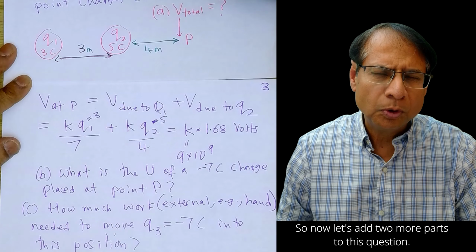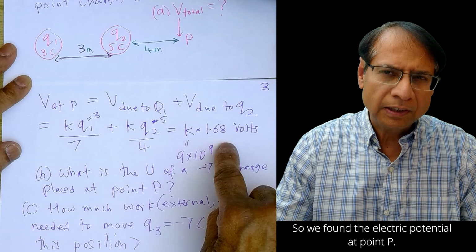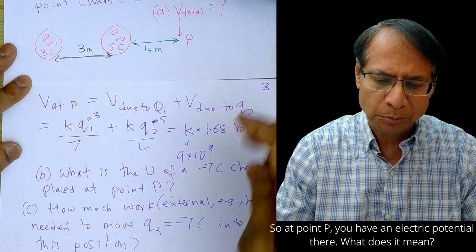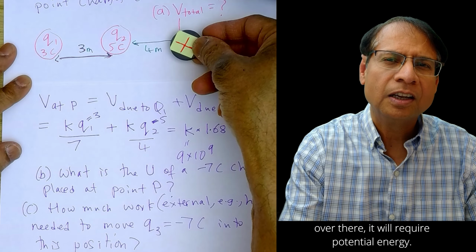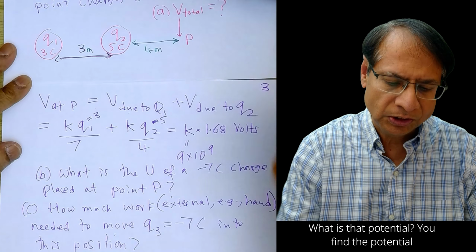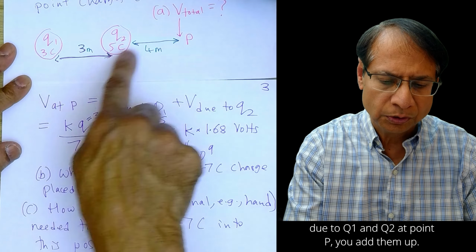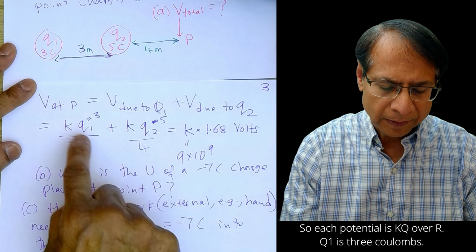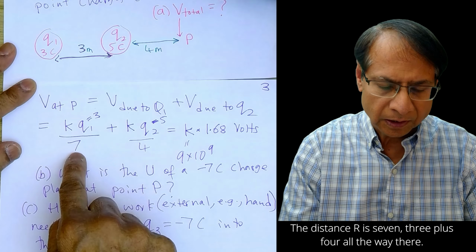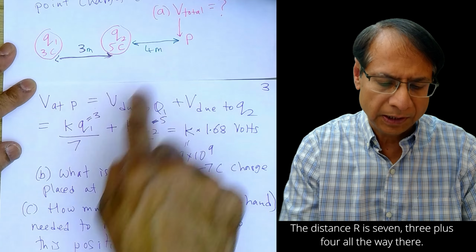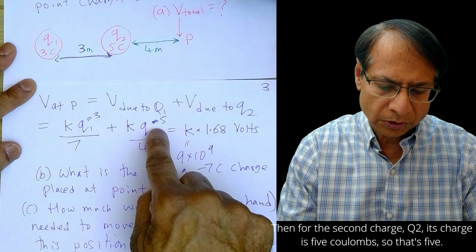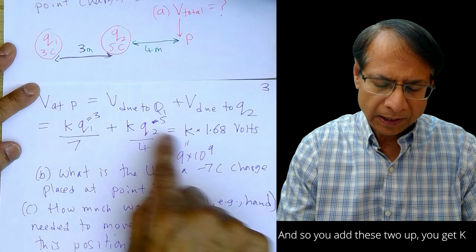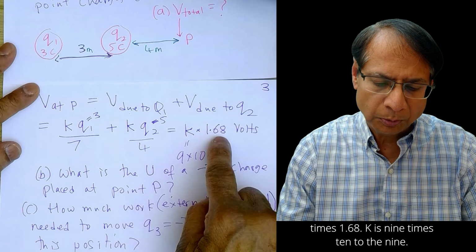So now let's add 2 more parts to this question. So we found the electric potential at point P. What does it mean? If you were to bring a charge and put it over there, it'll acquire potential energy. What is that potential? You find the potential due to Q1 and Q2 at point P, you add them up. So each potential is KQ over R. Q1 is 3 coulombs. The distance R is 7, 3 plus 4 all the way there. Then for the second charge, Q2, its charge is 5 coulombs, so that's 5. The distance is just 4 from there to there. And so you add these two up, you get K times 1.68.